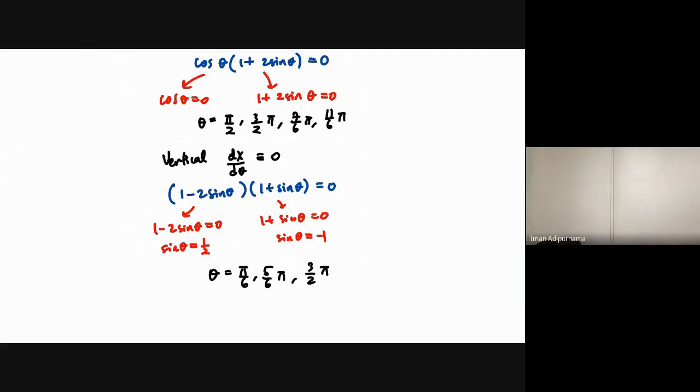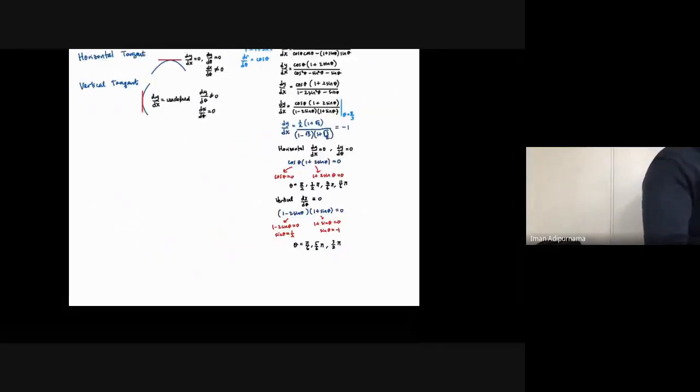Now, we have some weird conclusion. At least we have 3 over 2 pi here, and we have 3 over 2 pi here. So the question is, is it vertical or horizontal tangent? We both have this. To solve this, we need to at least sketch the graph first and see what it looks like.